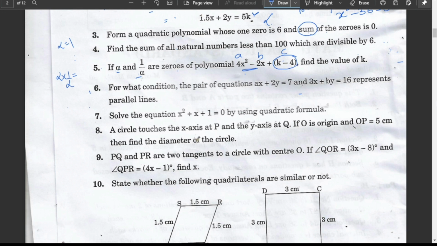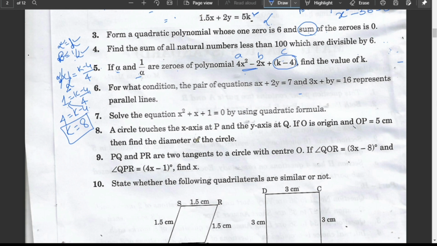So if at all you have watched my one shot on polynomial, I have done the condition based sums. So if alpha and beta are the zeros, alpha is alpha, beta is 1 by alpha. So product of the zeros, alpha into beta, equal to C by A. C here is k minus 4 divided by 4. Cancel this, 1 equal to k minus 4 by 4. Send 4 up, 4 equal to k minus 4. So k equal to 8.